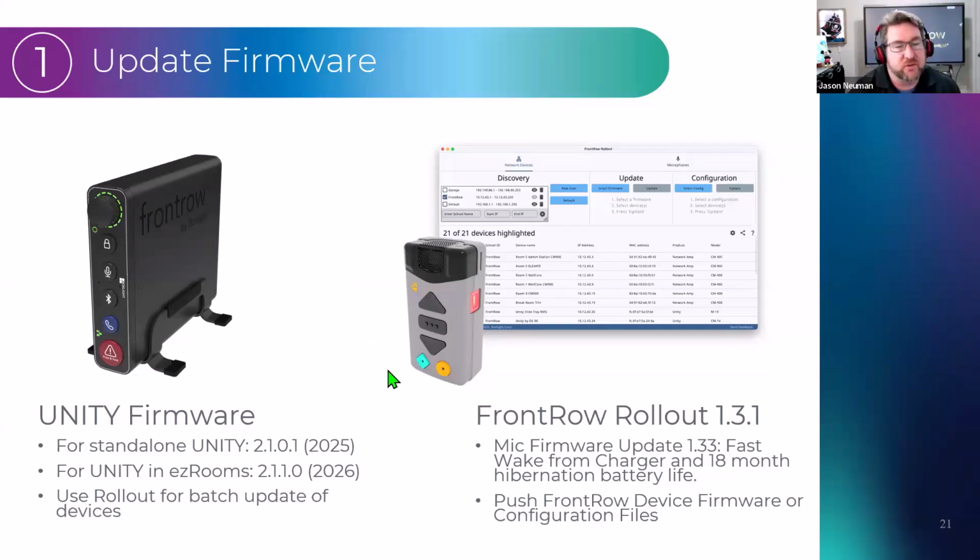Yep. And with the front row mics and things, there are mic updates. Some of them have been around since last summer. But if it's been a while since you've updated these items, you might want to double check and make sure that those have been updated so that you can have the 18-month hibernation battery life, or you can use the front row rollout software, which is on version 1.3.1. Those types of things will help you make sure they're current and have the items that they need.